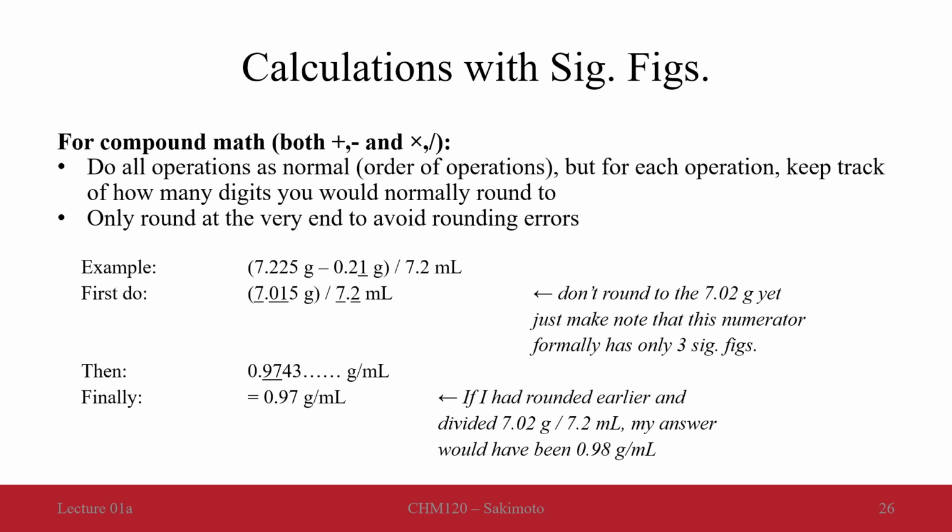Do make note that if I had rounded early, and I had divided 7.02 divided by 7.2 instead, rounding too early, I would have actually gotten a different answer. I would have gotten 0.98 grams per milliliter. A different answer, really only coming from an error or sort of an overestimated rounding error from this math. So do order of operations, keep track of when you would normally round after each operation, but only round at the very, very end.